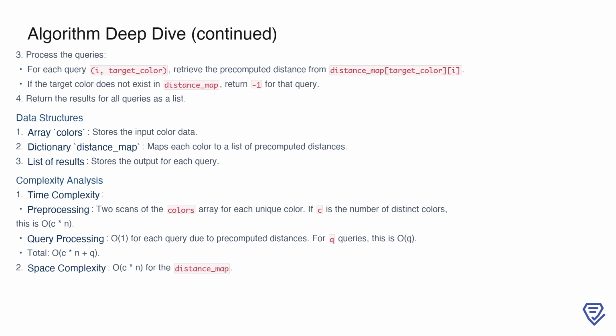When analyzing the complexity of this solution, the pre-processing phase involves 2 scans of the colors array for each unique color. If there are k distinct colors, the pre-processing takes O(k × n) time. Query processing, on the other hand, is highly efficient. Retrieving a pre-computed distance takes O(1) time per query, and for Q queries, this totals O(Q). Thus, the overall time complexity is O(n + Q). In terms of space complexity, the distance_map requires O(n) storage, which is manageable given the constraints.